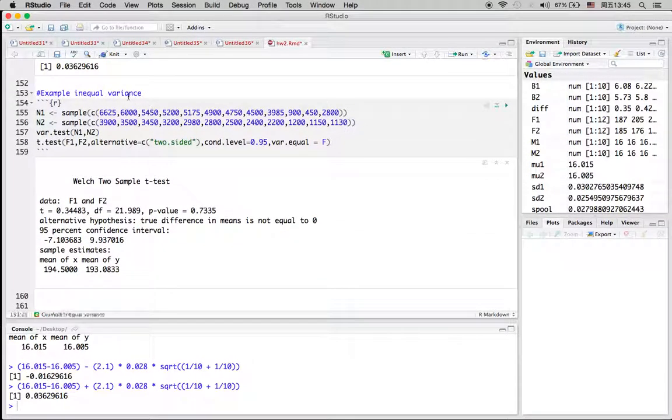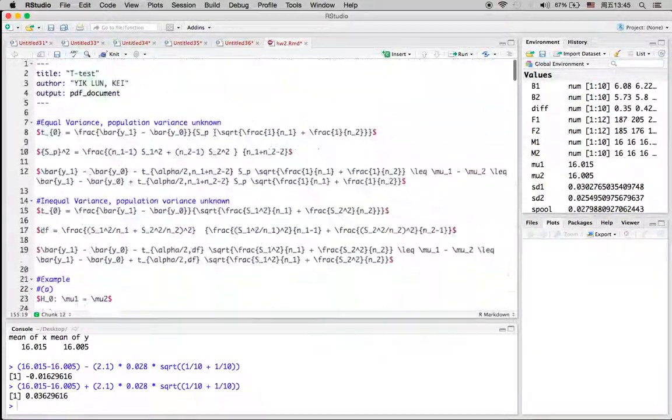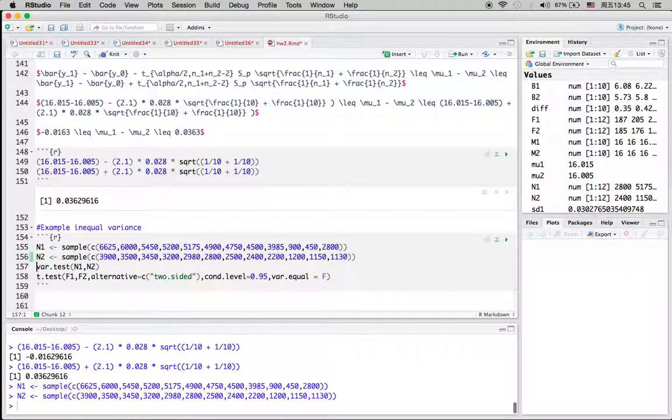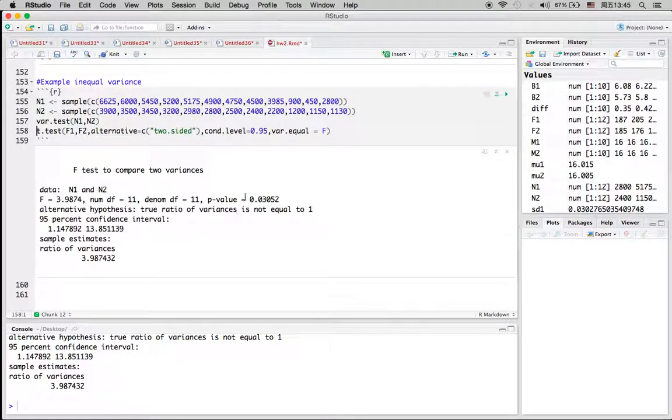And for our last examples here, we have population variances that are not equal. So we are going to apply the second formula here to do our t-test. So here we're going to run the variance test, which is less than 0.05. So we are going to reject the null, which means that the variance ratio is not equal to 1. Simply means that the variances are not equal.